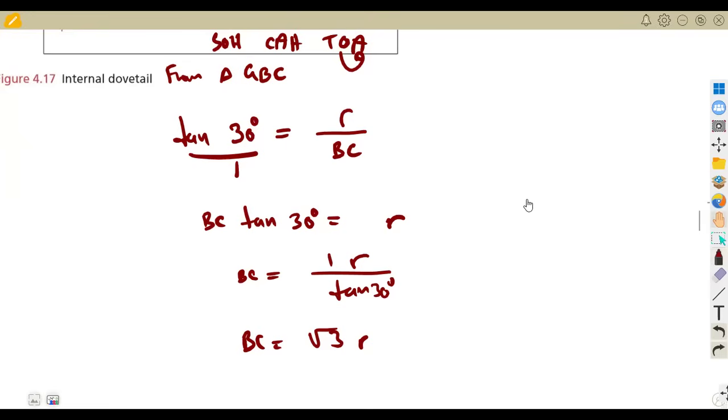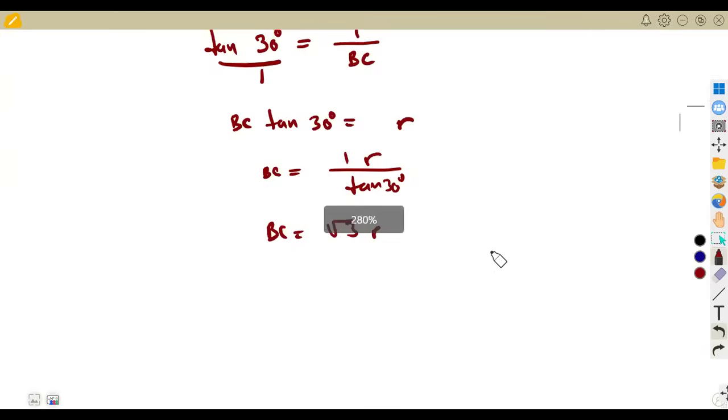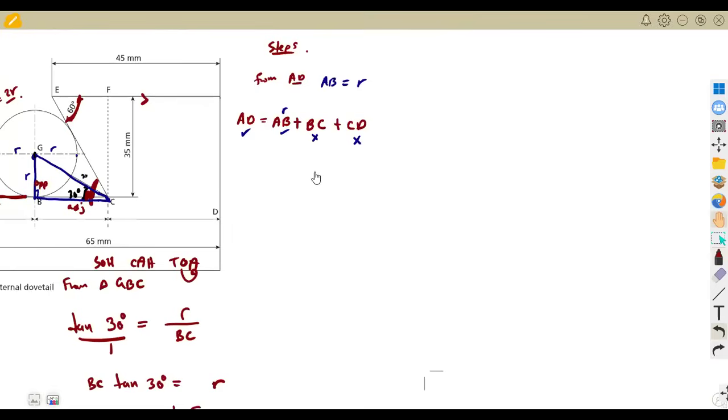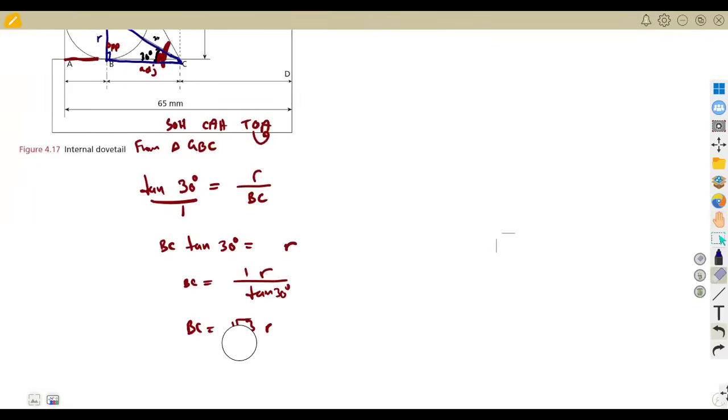All right. Now, like I said, we need BC. We now have it in terms of R. So BC in terms of R is the square root of 3 times R. This is our BC, and this is how we could calculate it.